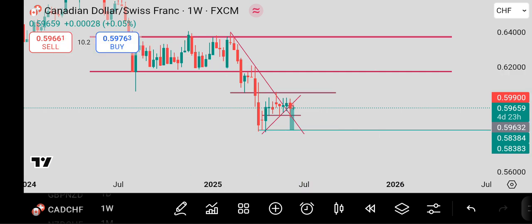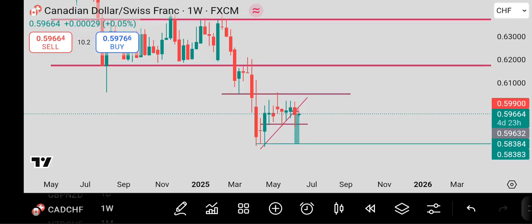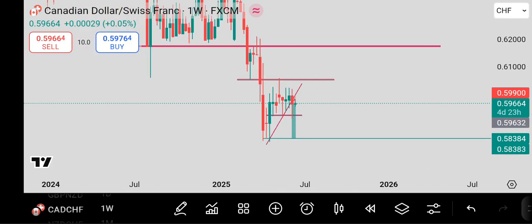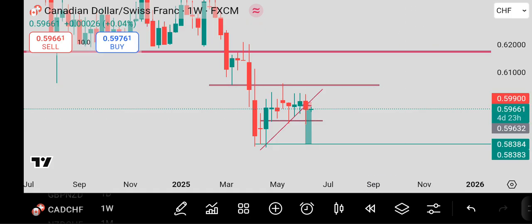Now, having seen all these confluences, the trend line is aligning with it, the Fibonacci is aligning with it, and the zone, the key level, is also aligning with it. Like I said, this is a pullback for bearish continuation. Since we have checked all this, the monthly time frame is giving us bearish, and the weekly is giving us bearish.